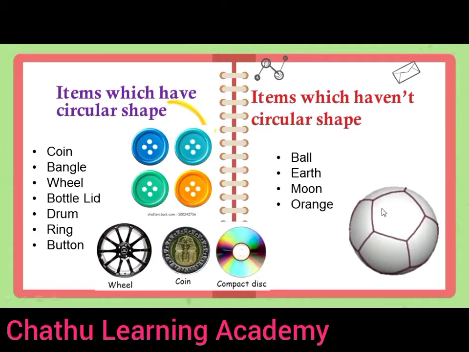Sometimes you may be confused with this type of objects. Are they circles or not? Actually, they are not in circular shape. Then what are they? Ball, earth, moon and orange. These are examples for the spherical objects. They are solid objects, not a geometrical shape.